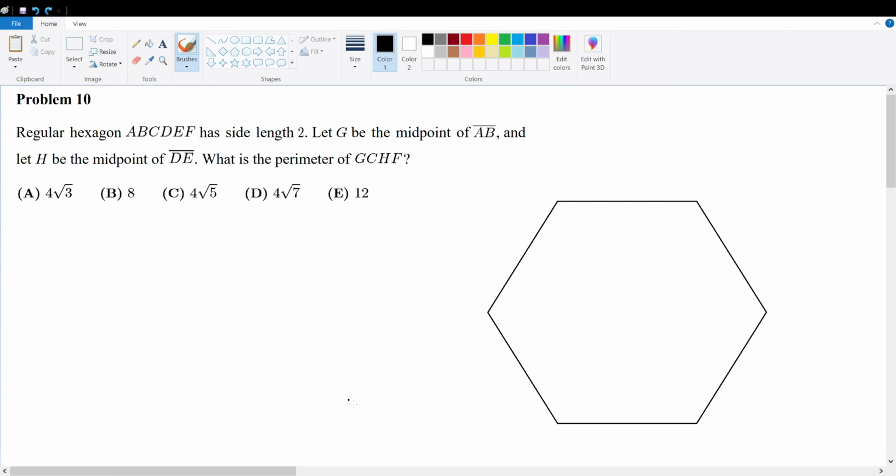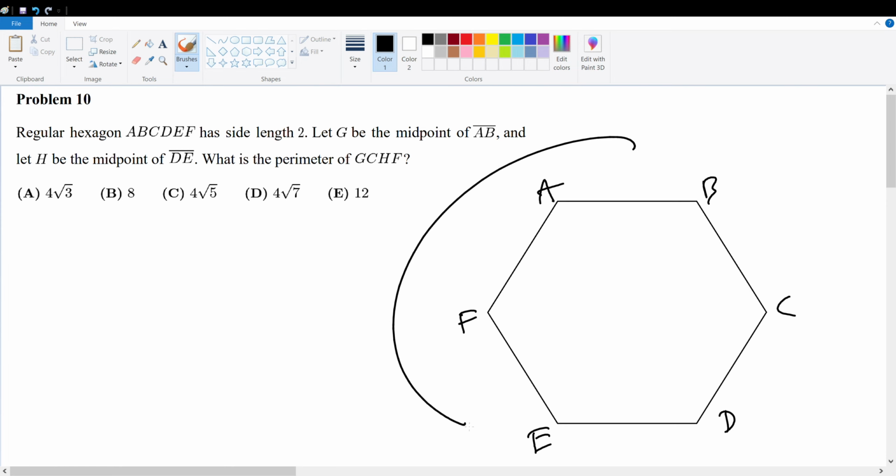Problem 10. Regular hexagon A, B, C, D, E, F. So let's draw it out. A, B, C, D, E, F. Notice I went clockwise. You could have gone the other way as well, but it's either way. Just make sure you go clockwise or counterclockwise when you name it.